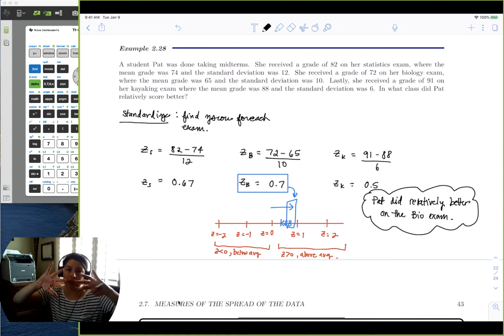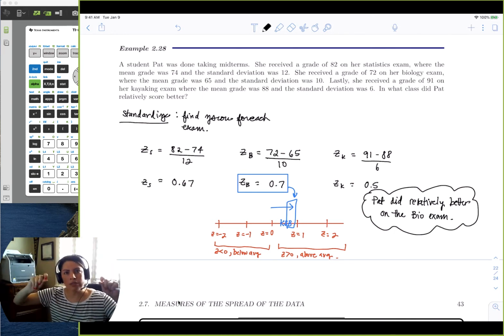We're comparing three distributions with three different averages, three different standard deviations. How do you know where she really did better? Well, we need to normalize it. We need to standardize it into z-scores and see where she scored farthest from the mean, right? How far above average did she score?